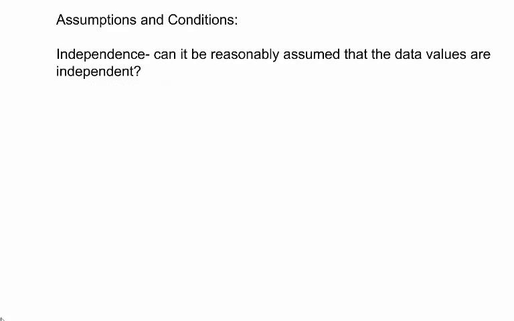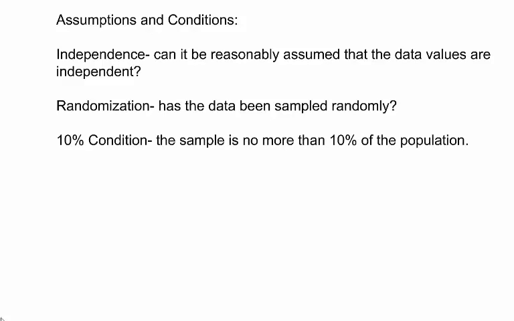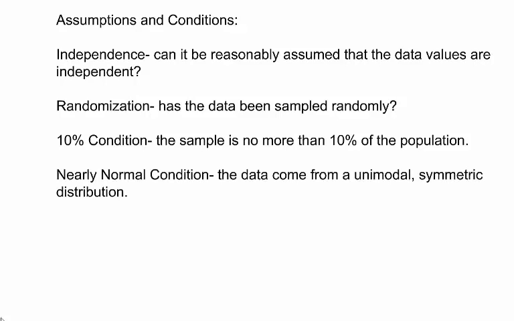When conducting hypothesis testing for a mean, we must also consider certain assumptions and conditions. The first is independence. Can it be reasonably assumed that the data values are independent? Next, randomization. Has the data been sampled randomly? 10% condition. The sample is no more than 10% of the population. Nearly normal condition. The data come from a unimodal, symmetric distribution.